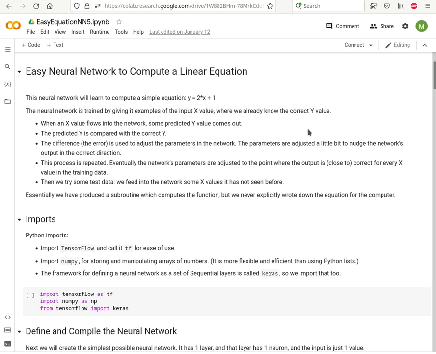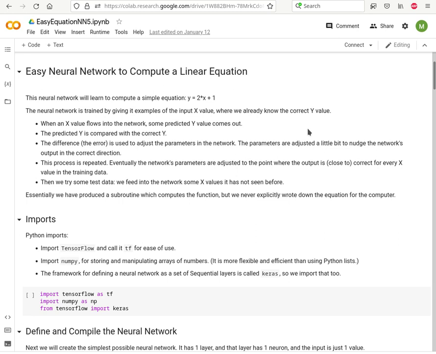This neural network has no idea that what it is trying to model is a linear equation. It has no idea what the coefficient is, no idea what the constant value is. It learns it, and it learns it just by looking at data. Every time it looks at some data, it gets an input value, it has an output value, and it nudges the weights in the equation in the right direction until eventually it converges on something very close to the answer.